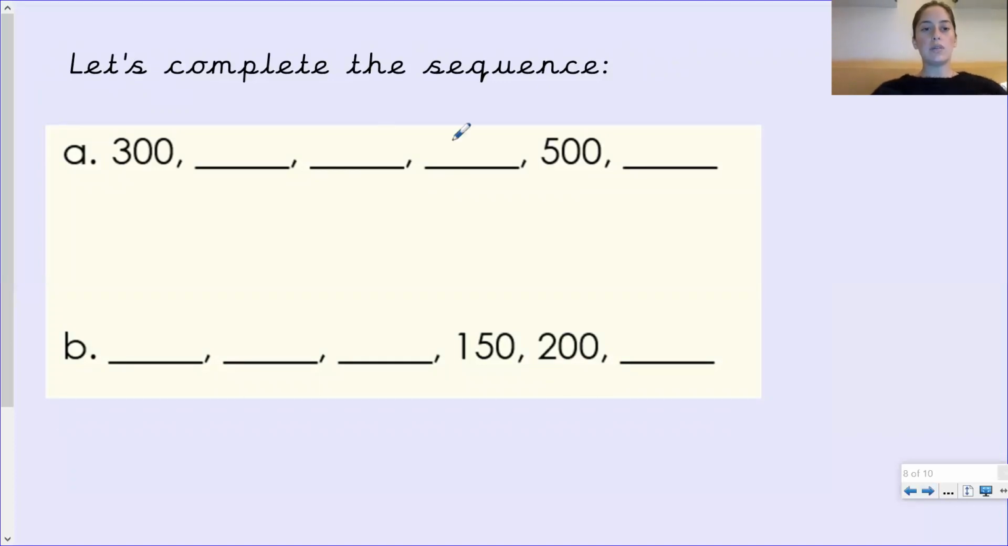Okay, let's complete the sequence. You can again pause the video and have a go at saying these out loud or writing them on your piece of paper if it helps you, and then we'll discuss it together as well. So here in this sequence, I need to do the same as I would do in a number track. See whether my numbers are going up or down. So it starts with 300. The next number given, even though we've got quite a few gaps, is 500. So I know that my number is going up. I need to count up in 50s.